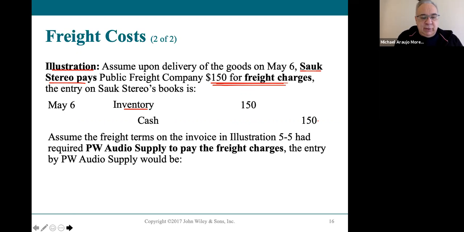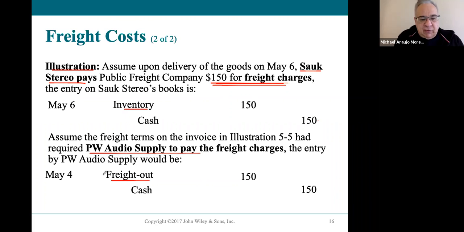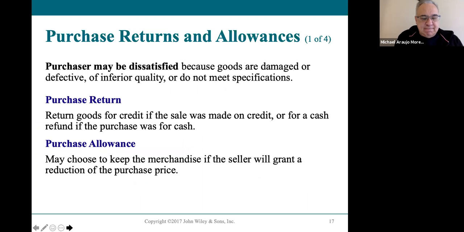It's a little different for the seller. If PW Audio paid for freight, then it simply would be an expense for them. In that case, this is a new expense account called Freight Out. Freight Out is simply an expense account, and that shows the payment of freight, delivery of goods, shipping costs. That would be an expense only to the seller in this case, not the buyer. So I just wanted you to know the difference there.